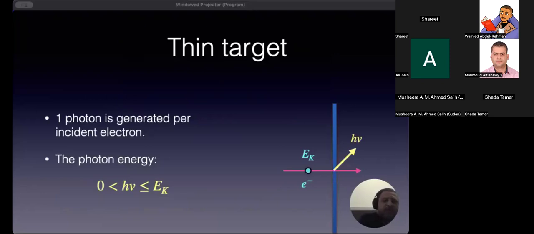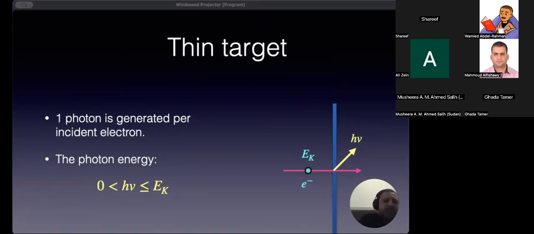So we've talked about the angles, but now we want to look at the energy distribution of these photons. So the idea is that, imagine that we have a thin target, a very thin target.